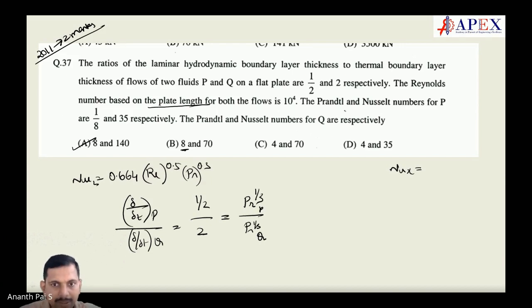You don't need to take the ratio. Take direct. Prandtl number of Q raised to 1 by 3 is equal to 2. So Prandtl number is 8.